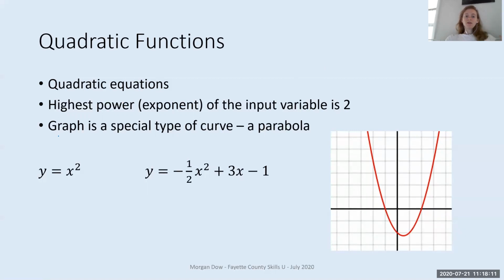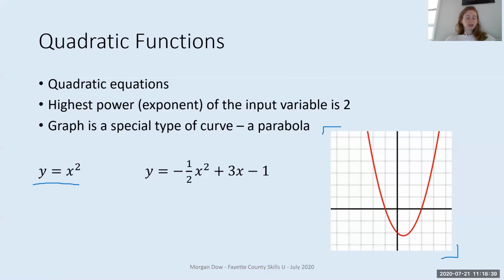If you look at the graph, it's a special type of curve known as a parabola. I've got an example right here. This red curve that you're seeing is a parabola. It's like a U, but a U with a skinny curve at the bottom, so it sort of comes inward. That's a parabola. And then I've got a couple more examples here of quadratic functions.